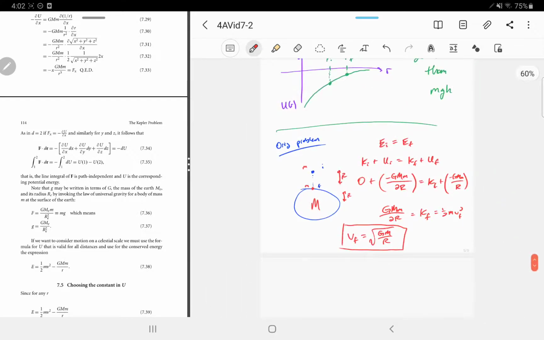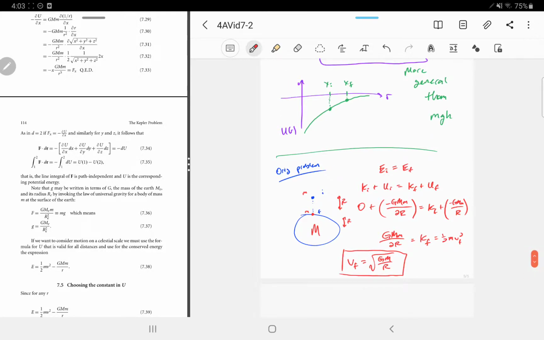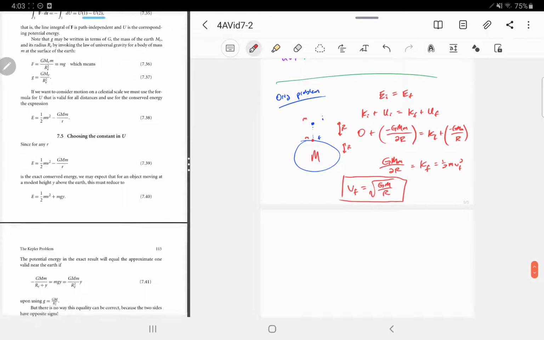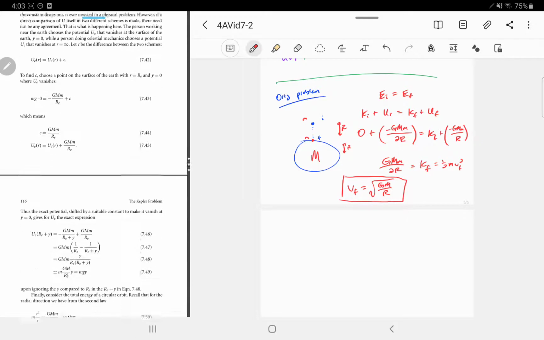Okay, that's the answer to our original problem. It'll depend on the mass of the Earth and the radius of the Earth, not the mass of the object. As mentioned in the problem, this ignores air resistance, which is not a very good approximation. Most of this energy is actually lost to air resistance. Okay, so I'll hold off on the MGH discussion.